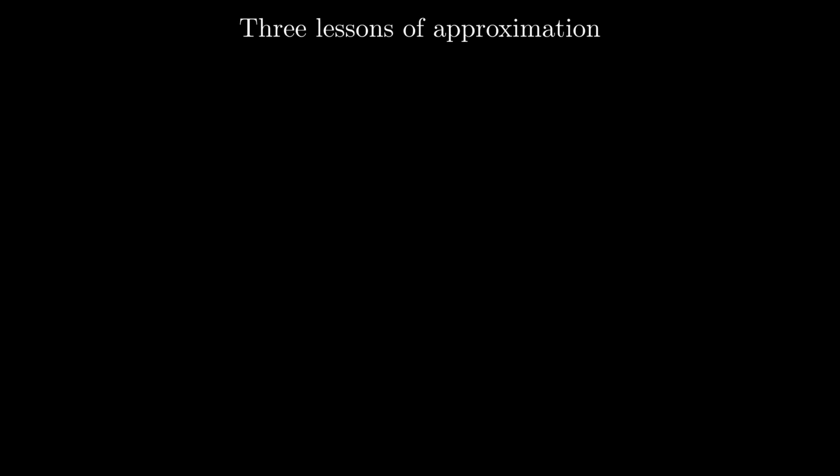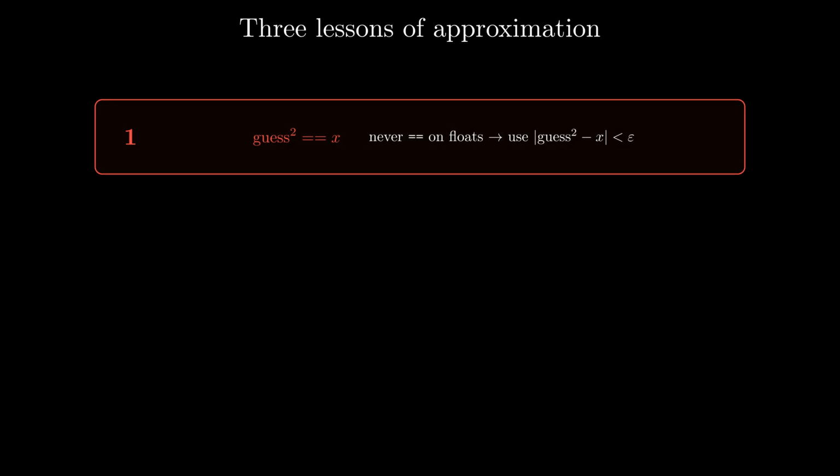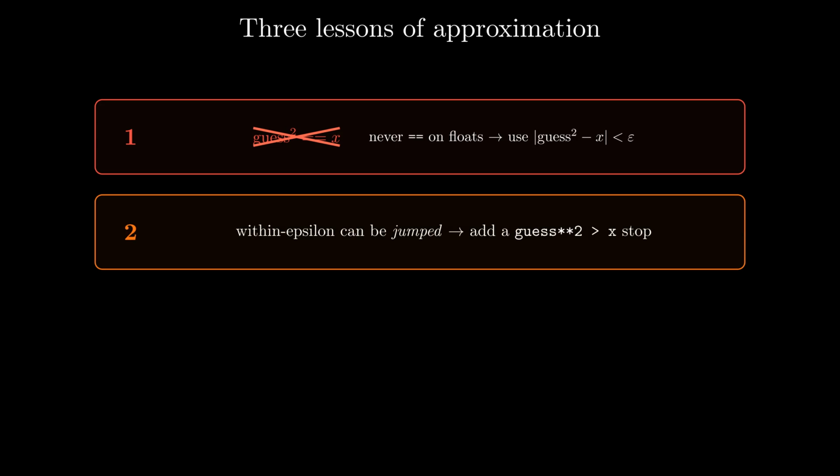Step back and collect the lessons. First, never compare floats with double equals. If we had demanded guess squared exactly equal to x, we would almost never hit it, and the program would be a disaster. We always test within plus or minus epsilon instead. Second, being within epsilon is not enough on its own. The exit condition can be jumped clean over as we just watched, so we add an extra condition to catch the overshoot.